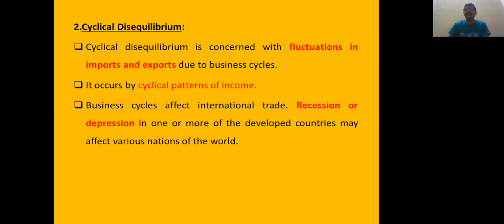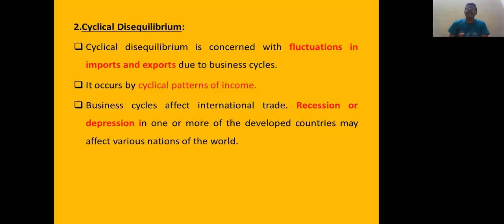The second one is called cyclic disequilibrium. In cyclic disequilibrium, it is caused because of business cycles. If the businesses are growing rapidly, what will happen to the exports? Exports will progress. Then the balance of payments is in surplus. There will be no danger sign. But if imports go on increasing, then what happens? It is a danger sign for the economy, and it is registered in the balance of payments.